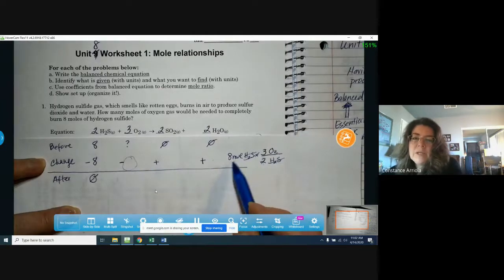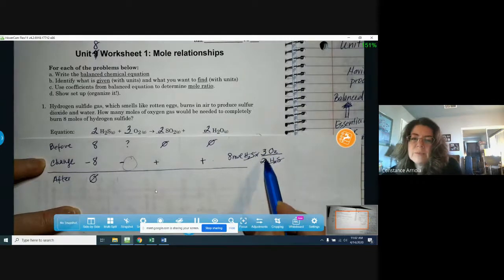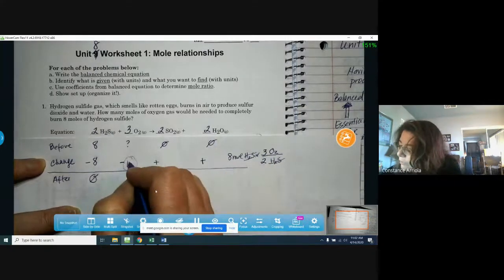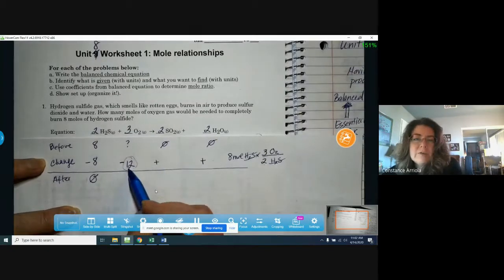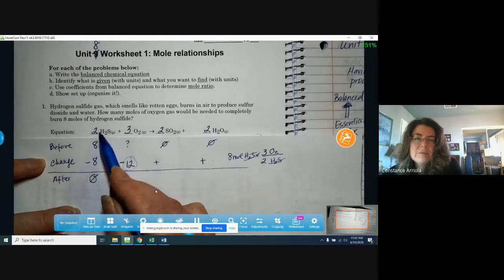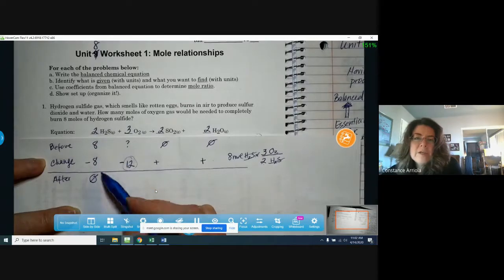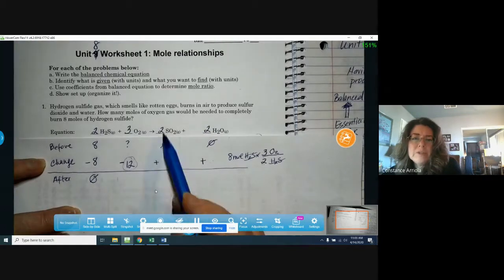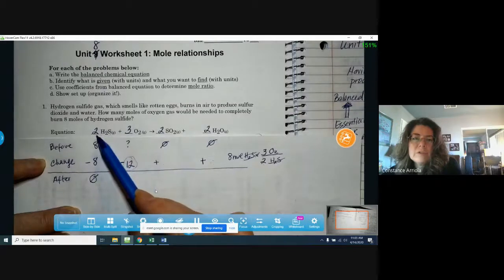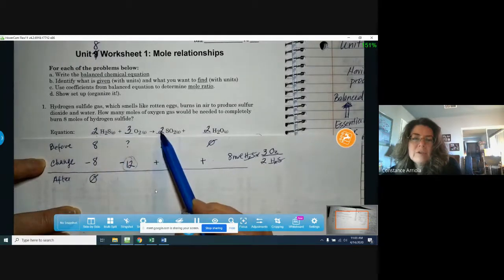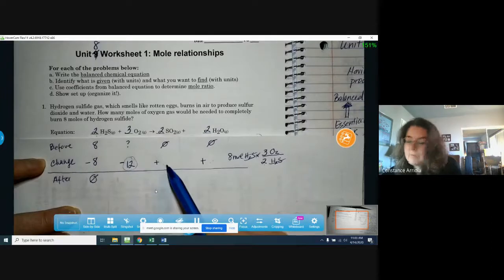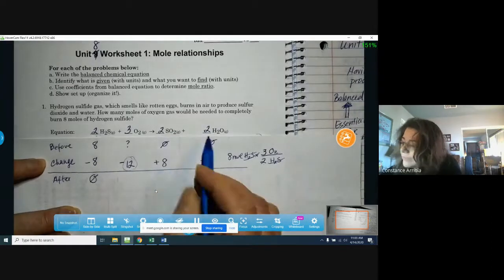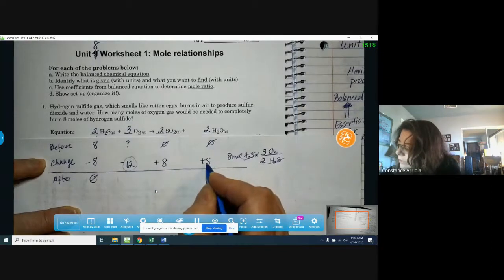So now we can do the math. So 8 times 3 is 24, divided by 2. 24 divided by 2 is 12. So that is the amount of O2 that's going to be used up if I start out with 8 moles of the H2S. Okay, now we can fill in the other changes for the products, and these are going to be easy because the coefficients are the same here and there. So that means these numbers are going to be the same. So we're going to put 8 there, and that is also 2, so 8's going to go there.